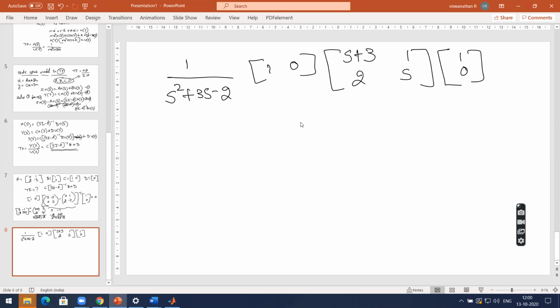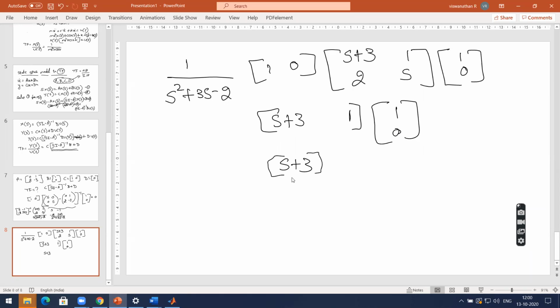What will I get? 1 into s plus 3 plus 0 into 2, and 1 into 1 plus 0 into s, so you get s plus 3 and 1. Then with 1 0, again s plus 3 and 0. I write it as s plus 3, divided by s square plus 3s minus 2. So this is the transfer function.